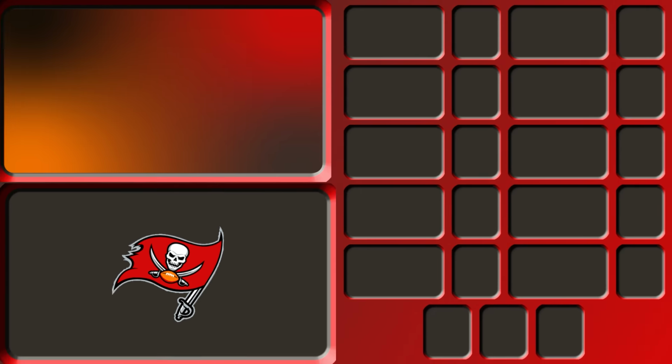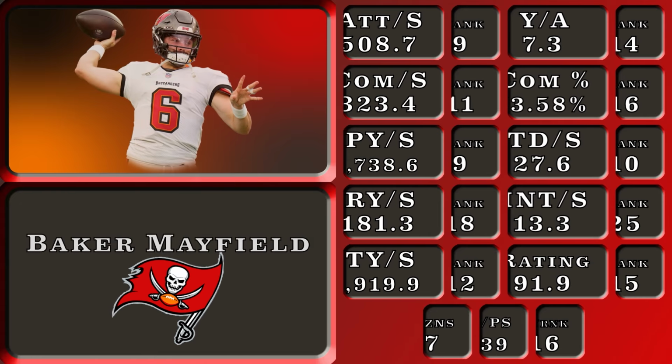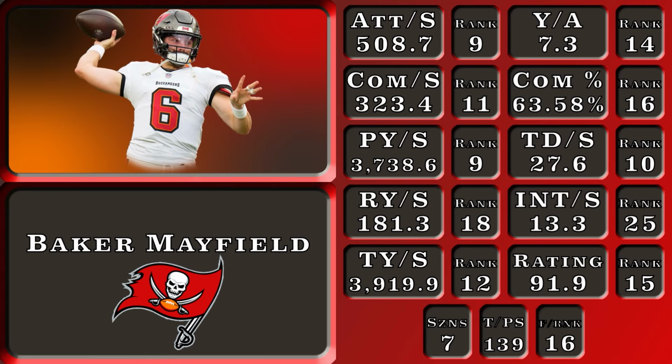And speaking of a number 1 overall pick, we have number 16 with Baker Mayfield. Over the course of his 7 seasons in the league, Mayfield has done enough to not be ranked below 18th on any stat except for one. Though he ranks 10th overall in touchdowns per season, he also ranks 25th in interceptions. This has contributed to his 16th overall ranking.